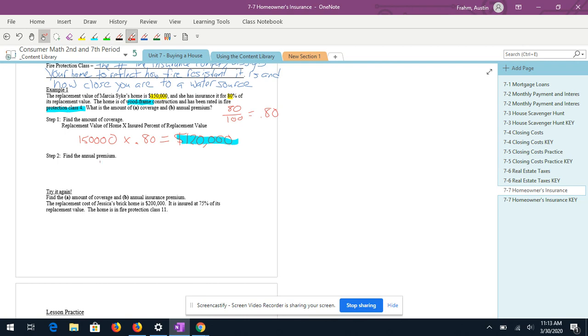So there's really no math work to be done. It's just using the chart to find the annual premium. So that's how much we would have to pay per year for insurance.